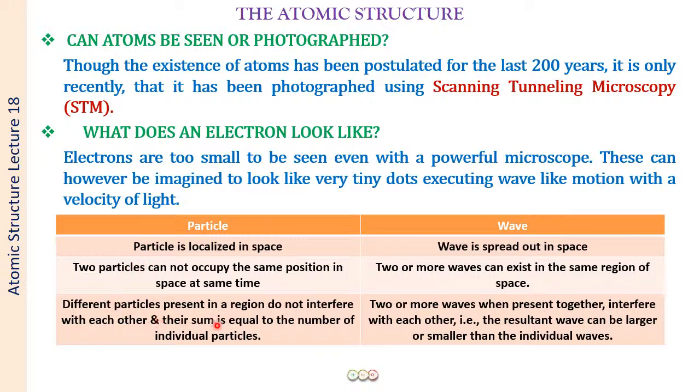Different particles, when present in a region, do not interfere with each other, and the sum is equal to the number of individual particles. With waves, two or more waves, when present together, interfere with each other. That is, the resultant wave can be larger or smaller than the individual waves, right?